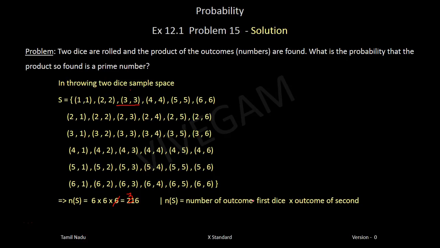That is, the first die can give us 6 outcomes, 6 possible ways. The second die also can give 6 possible outcomes. So 6 into 6, 36 is the outcome. But here we have listed it out.